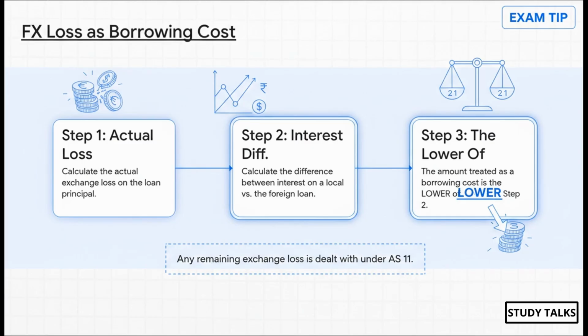Step 1, calculate the actual exchange loss. Step 2, figure out what the interest would have been on a similar loan in rupees, and then find the difference between that and the actual foreign interest you paid. Step 3, the amount of exchange loss you can capitalize is the lower of the two numbers you got from Step 1 and Step 2. Whatever is left over gets dealt with under AS 11.